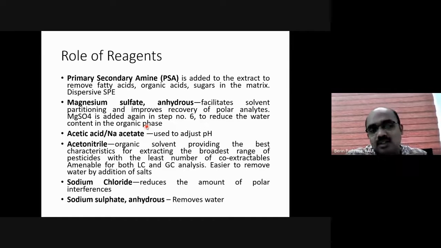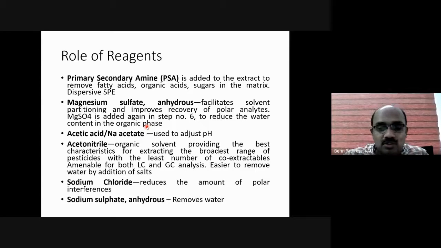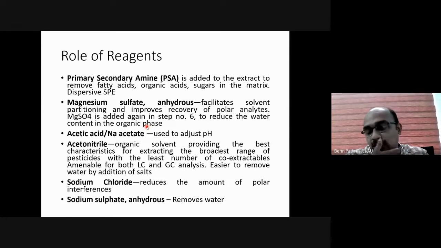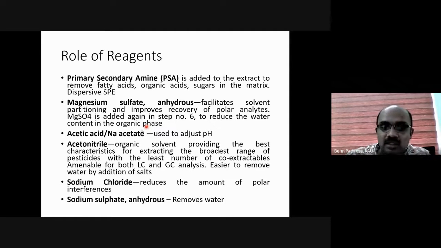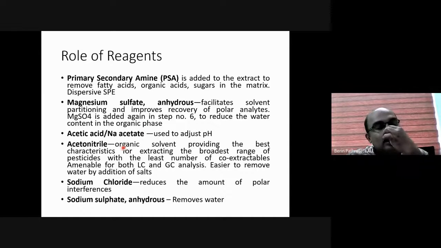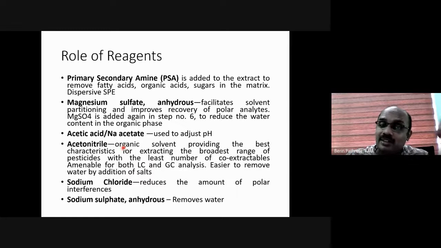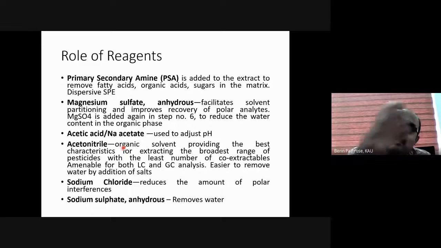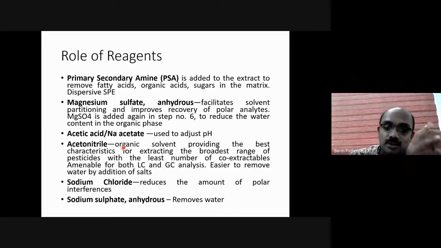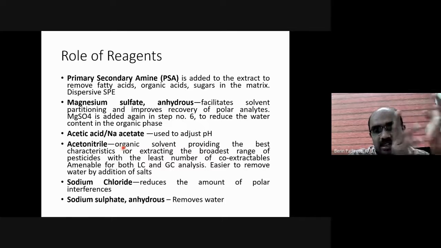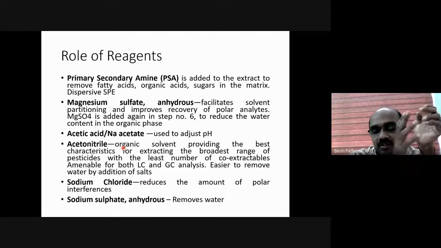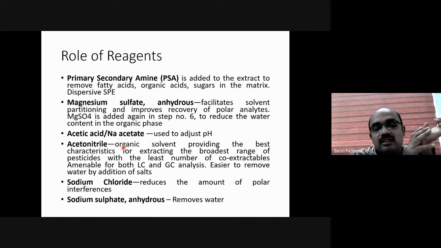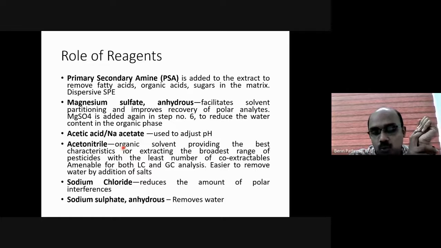In some cases, we may use acetic acid or sodium acetate. In our step, we are not using sodium acetate. For certain commodities, we may be forced to go for sodium acetate to adjust the pH, but here we are not using it. Acetonitrile, in the original Kirchhoff's method, is used because this is a solvent which has all the desirable characters to extract the pesticide. It is less soluble to the co-extractives, and it can be used in LC. For GC we don't usually use it, and we can readily remove water.